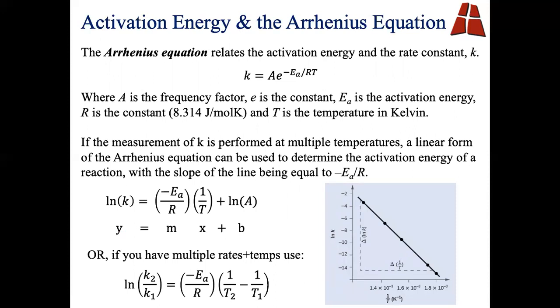So it can take a couple of different forms where we have this form. We also have y equals mx plus b form. Essentially, what you're looking for is relating two rates with two temperatures, and that the slope of that line that you get will be equal to negative activation energy over R. And R, of course, is our gas constant there. So if you ever are given a table with multiple rates at multiple temperatures, think Arrhenius equation.